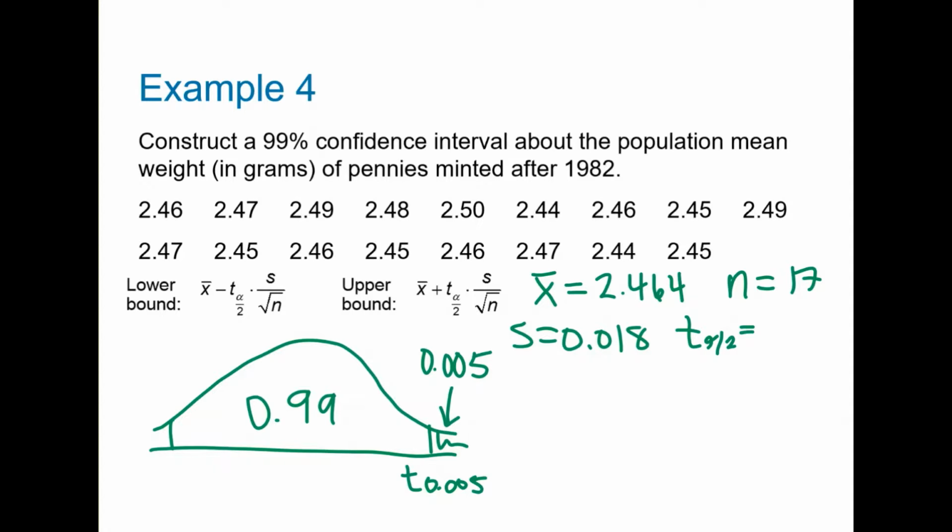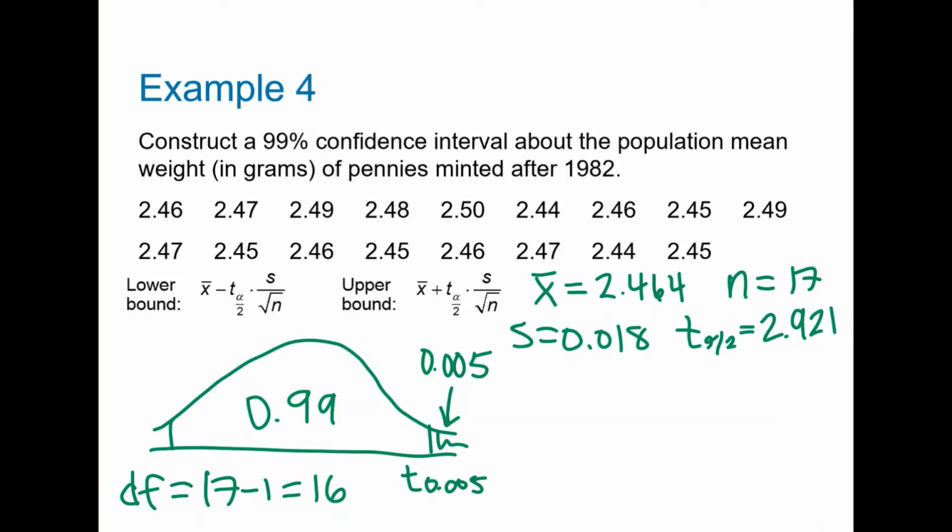Now let's determine the degrees of freedom. The degrees of freedom is 1 less than the sample size, so that's 17 minus 1, which is 16. Now let's find the test statistic that corresponds to an area in the right tail of 0.005 and degrees of freedom 16. And we get 2.921.